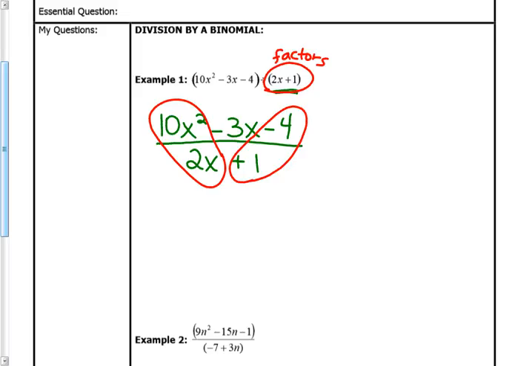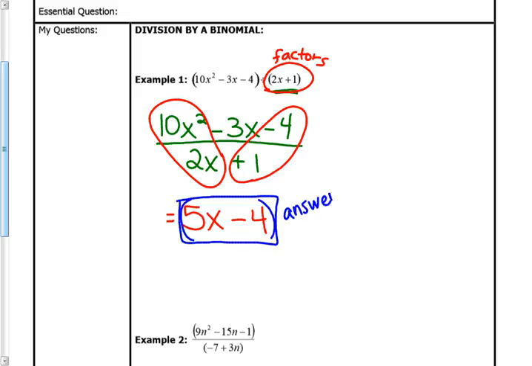Okay, so 10x squared divided by 2x. Well, 10 divided by 2 is 5, and x squared divided by x is simply x left over, right? So we know this from our rules for dividing with exponents. And then the other part we have is the negative 4 divided by positive 1. Well, negative 4 divided by positive 1 is a negative 4. So I can say that my answer is 5x minus 4, which is actually the other factor. So this is my answer, but this is also my other factor.